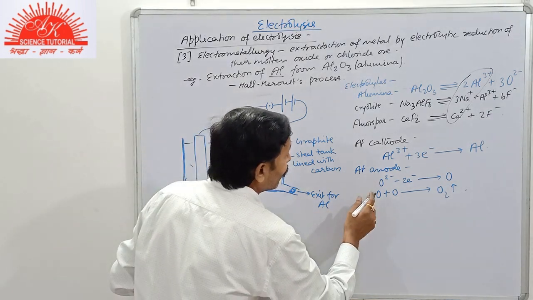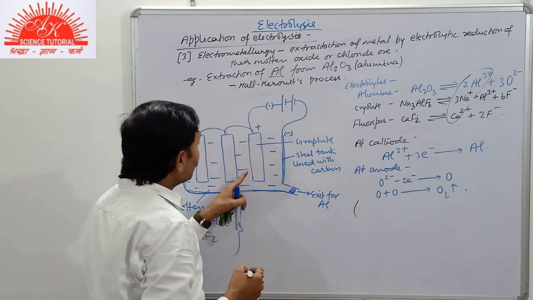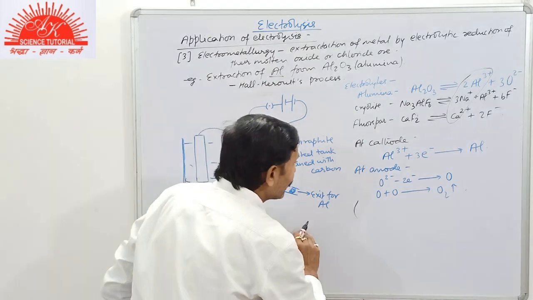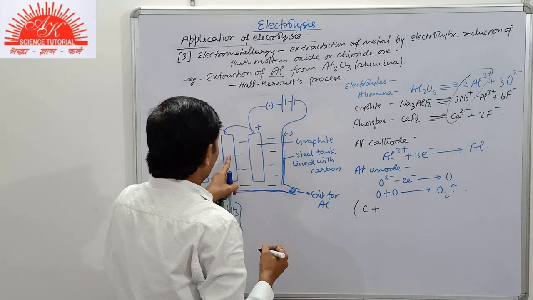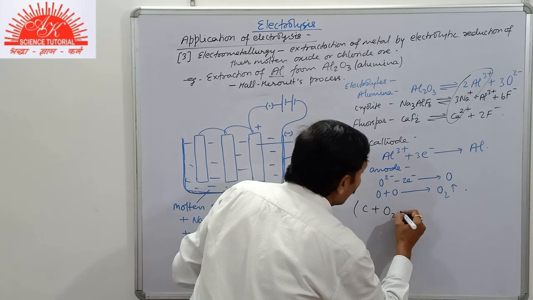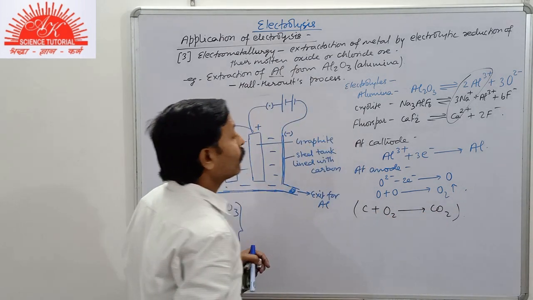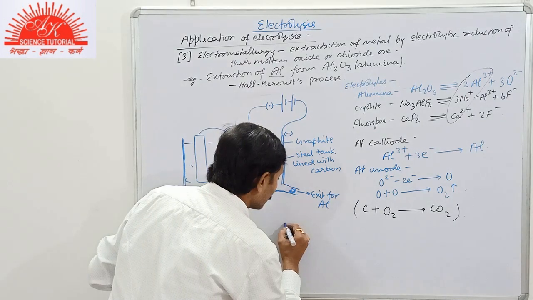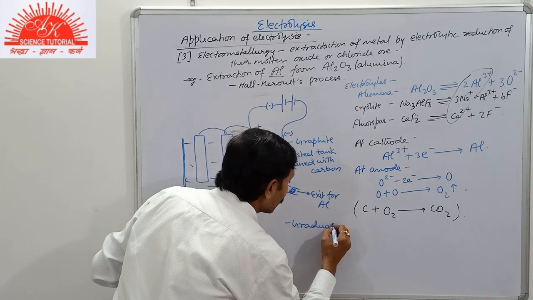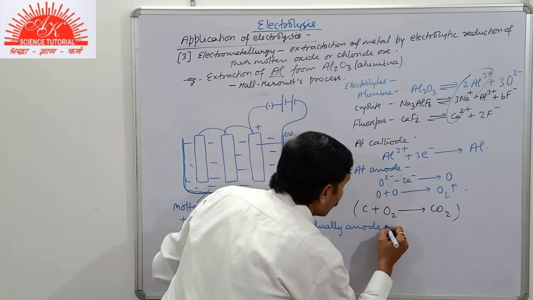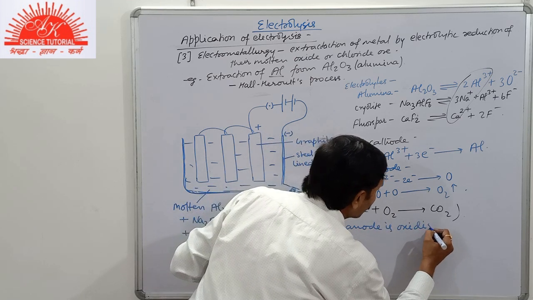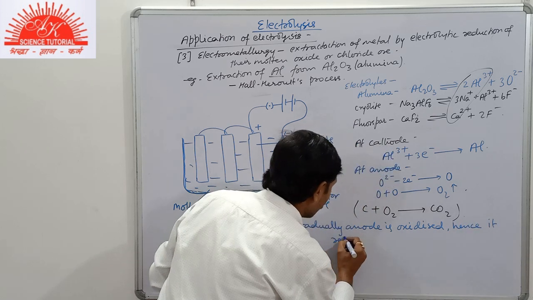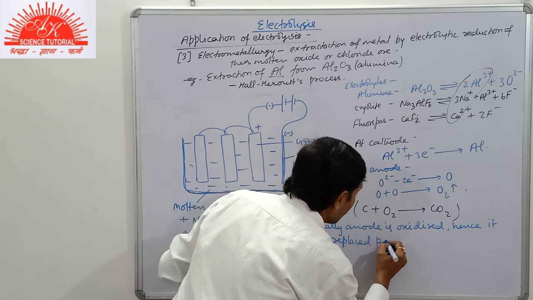The first point is that oxygen released at the anode combines with carbon at high temperature to form CO2. So gradually the anode is oxidized, hence it is replaced periodically.